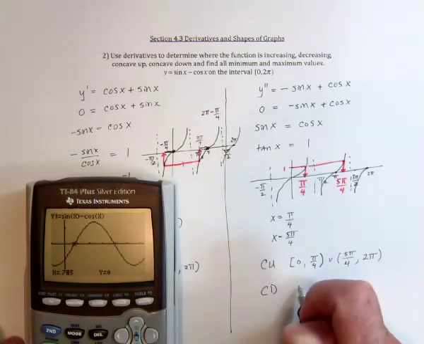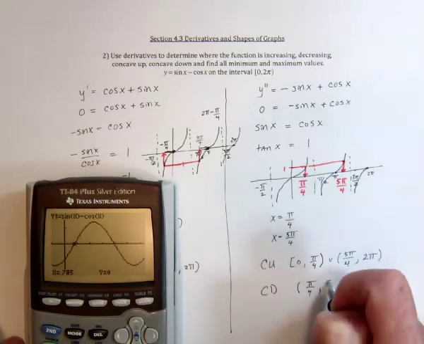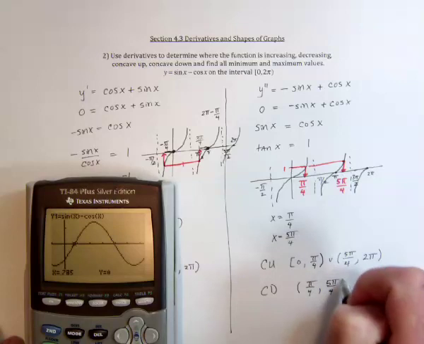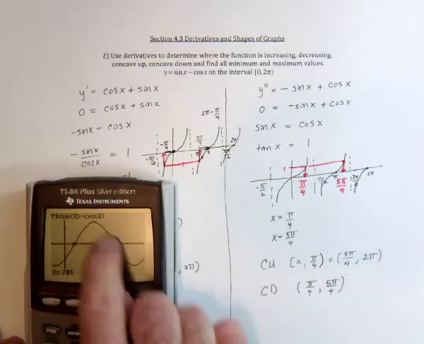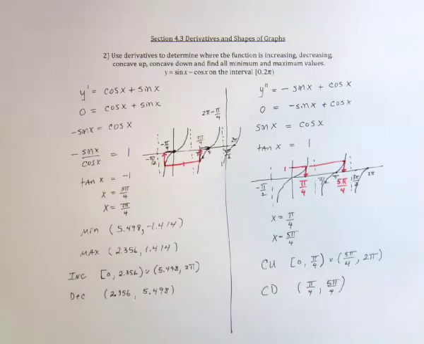And then concave down is going to be in the middle. So from the pi over 4 to the 5 pi over 4, this middle part is concave down. And there's everything asked for.